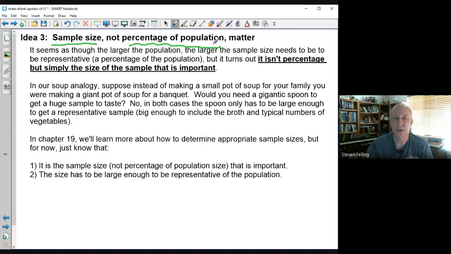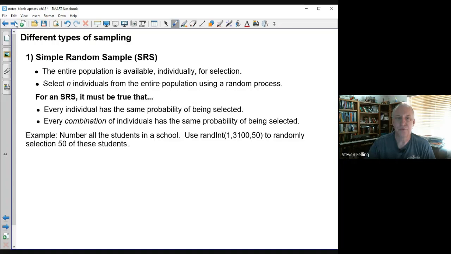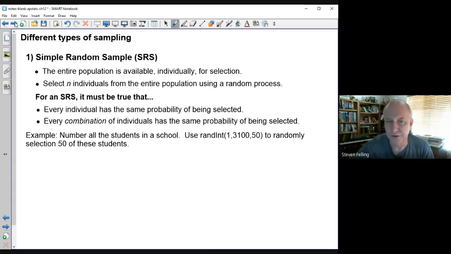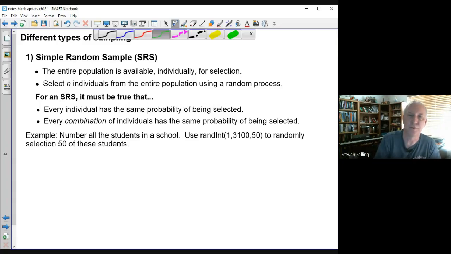All right. Okay. So now that we've talked about some ideas, let's talk about specific sampling techniques that we use to collect samples. This could be true whether we're talking about sampling people to give surveys to, or sampling items off of a manufacturing line to test for accuracy. The number one sampling technique is something called a simple random sample, and that is used so frequently that we abbreviate it SRS.